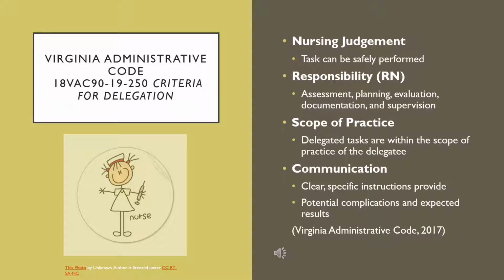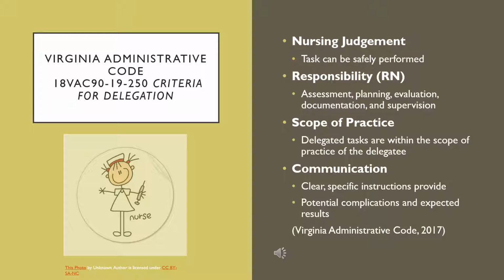Finally, according to the Virginia Administrative Code criteria for delegation, delegation should be made within the judgment of the delegating nurse to ensure that the person performing the tasks does not jeopardize the health, safety, or welfare of the patient. The delegating nurse also retains the responsibility and accountability for all the nursing care of that patient, including the assessment, planning, evaluation, documentation, and supervision of the task being performed.